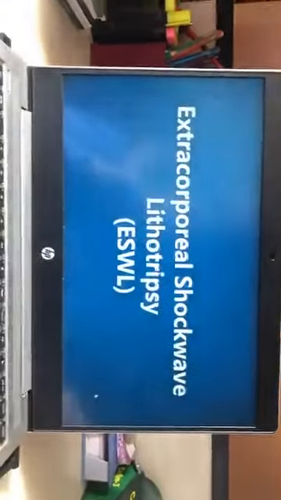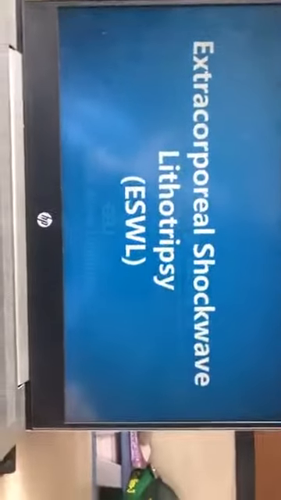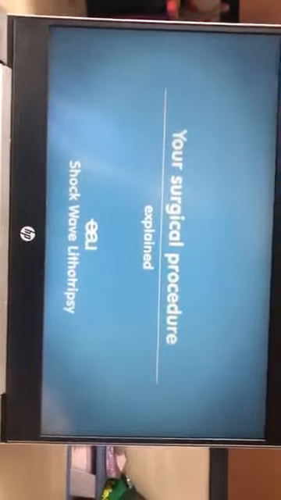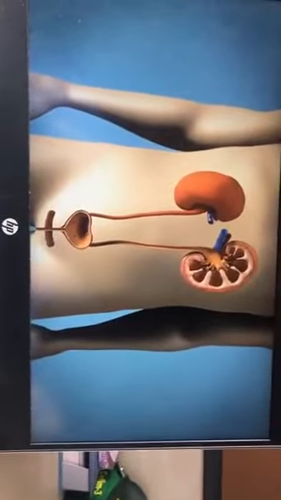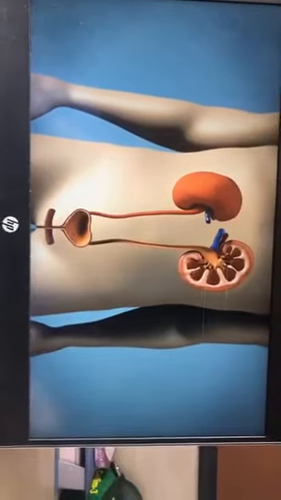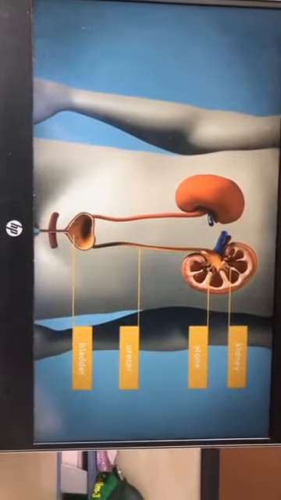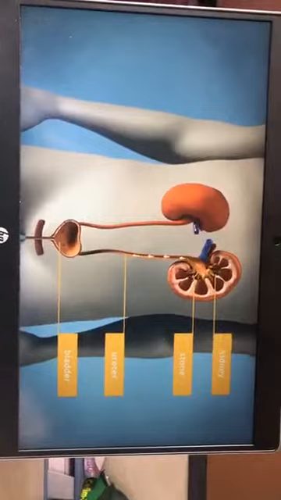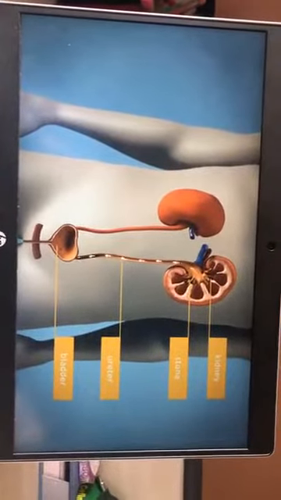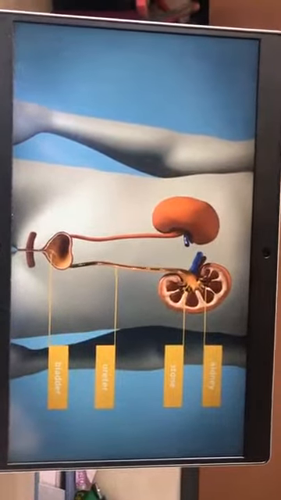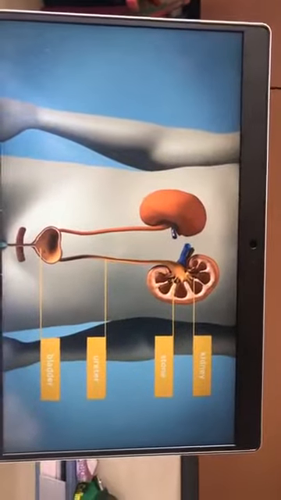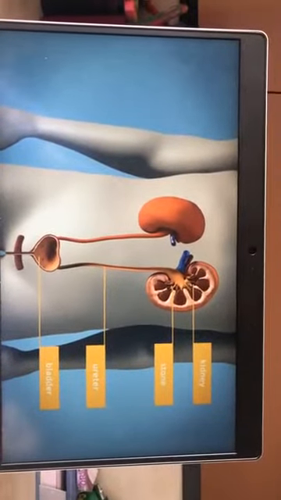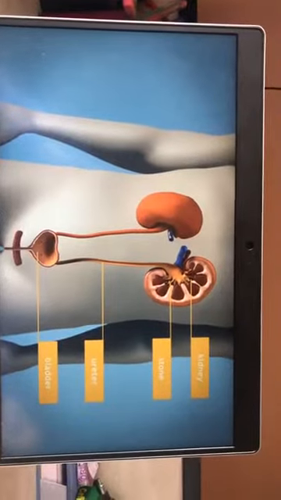So this is the video of ESWL, extracorporeal shockwave lithotripsy. Look at the picture. External shock waves are directed to the location of the stones in your body, which break the stones into tiny pieces. When you urinate, these pieces are then discharged from the body along with the urine. This animation shows the removal of stones in the kidney. There is usually no need for general anesthesia, but pain medication is administered for comfort during the procedure.